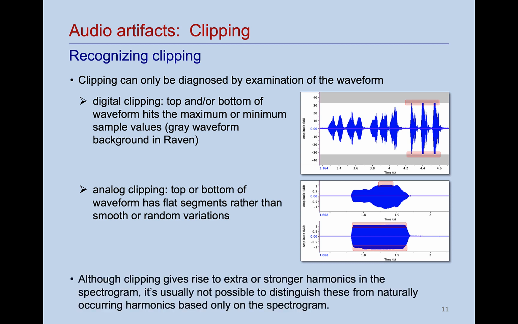And although clipping gives rise to extra or stronger harmonics in the spectrogram, it's usually not possible to distinguish these from real harmonics that occurred naturally in the sounds that you've recorded based only on the spectrograms. So you really have to look at the waveform to be sure whether or not your sounds are clipped.